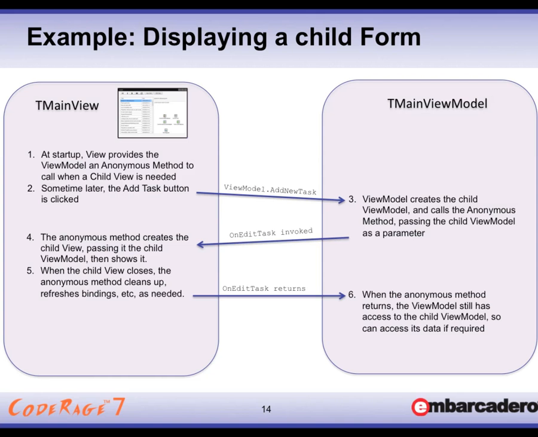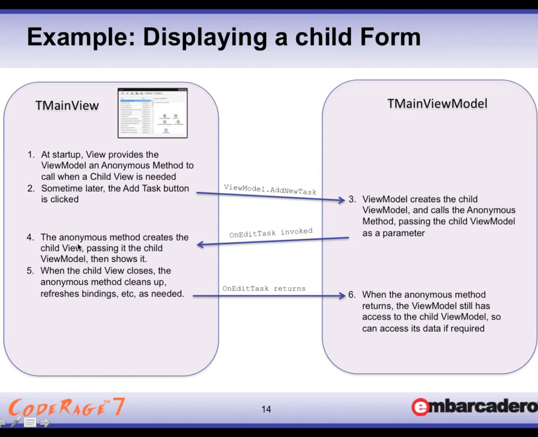So it creates that and calls the anonymous method that was provided at startup by the main view, passing in this child view model as a parameter. Okay, so we're invoking this on edit task anonymous method. Back in the main view, the anonymous method creates the necessary child view and passes it the child view model that was provided over here in the main view model.